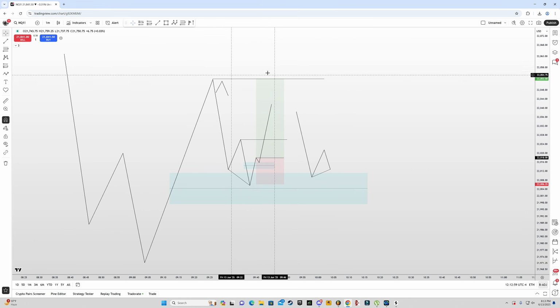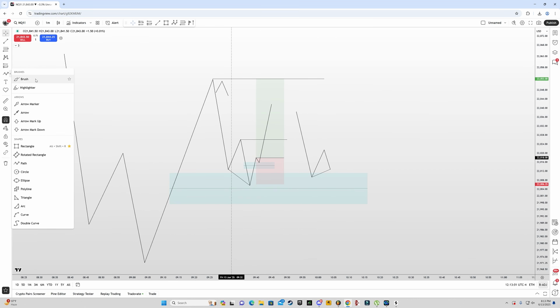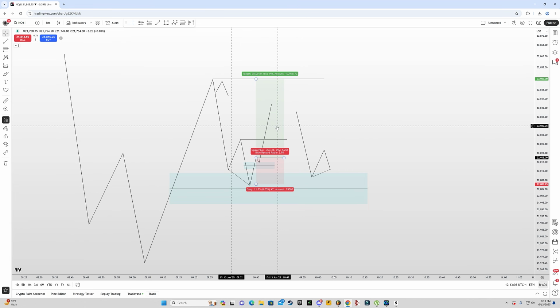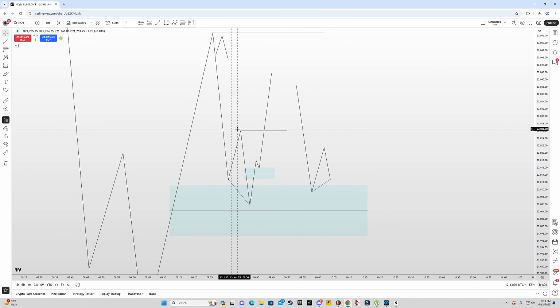So I hold the trade till that level. Now this is basically the entire model, but there are some rules that you have to be careful about. So inside this dealing range, let's say that there is more than one fair value gap. So let's say there are two fair value gaps over here.